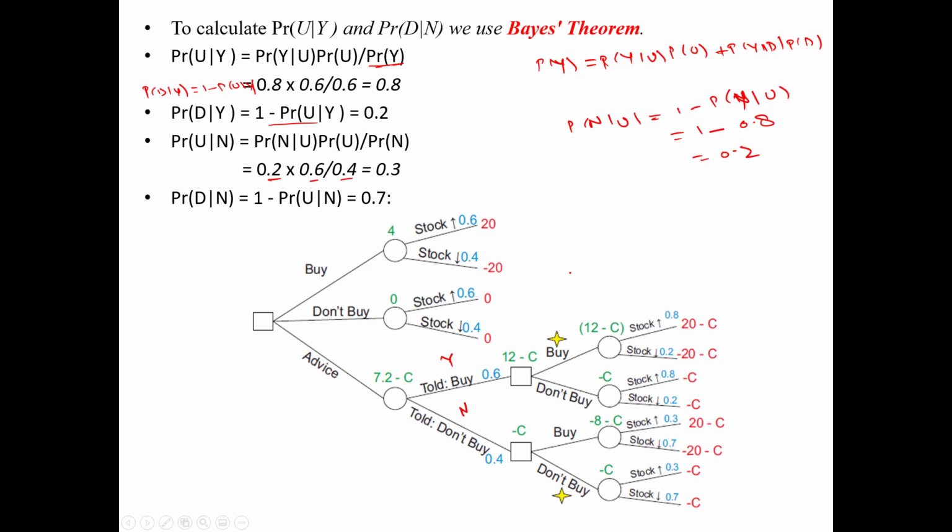Now I will show you, we need to write these probabilities. So now the probability of the stock going up is 0.6. In that case, you will earn 20,000.